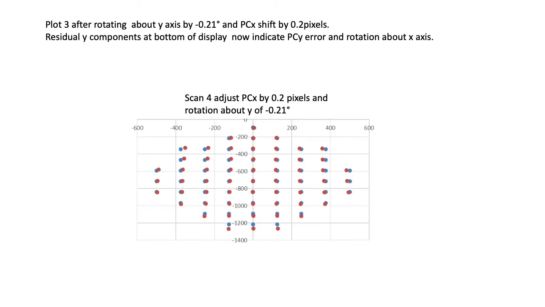In this slide, we show the effects of a correction in PCX by 0.2 pixels and a rotation about the y-axis of minus 0.21 degrees. We can see an improvement in the alignment, but it is still poor at the bottom of the image, indicating a correction about the x-axis similar to the one we've just done about the y-axis.